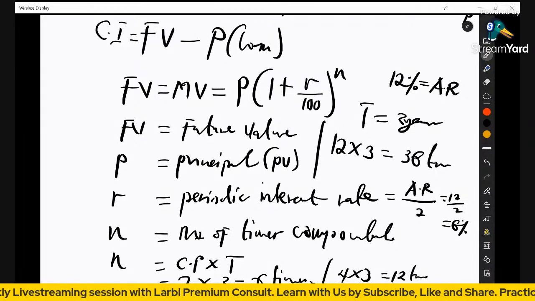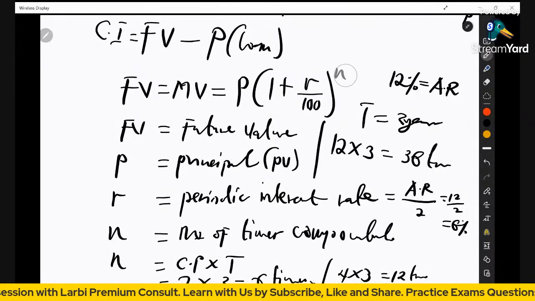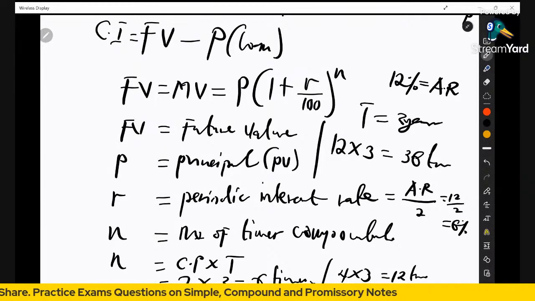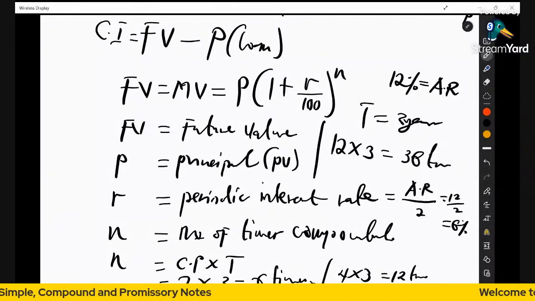So let's take note of that. So this is how we also compute for the R and then the N. And that will help us to compute for our future value or the maturity value. So this is what we need to understand when it comes to compound interest. If you have any question, you can let me know.